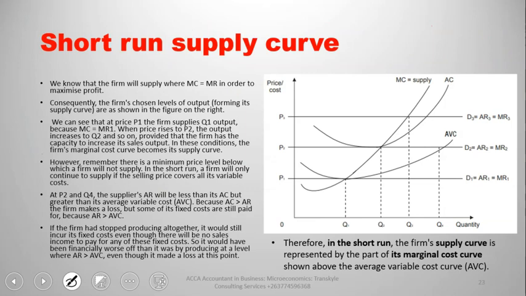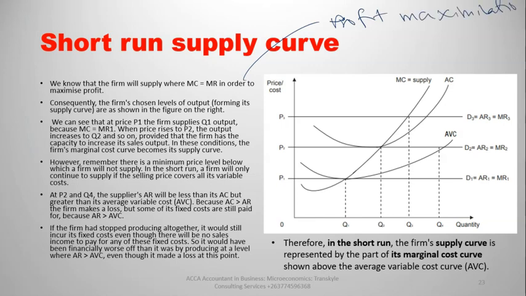All right, now we know that the firm will supply where the marginal cost is equal to marginal revenue. So when the marginal cost equals marginal revenue, that's when there is what is called profit maximization. Profit maximization, where marginal cost is equal to marginal revenue.